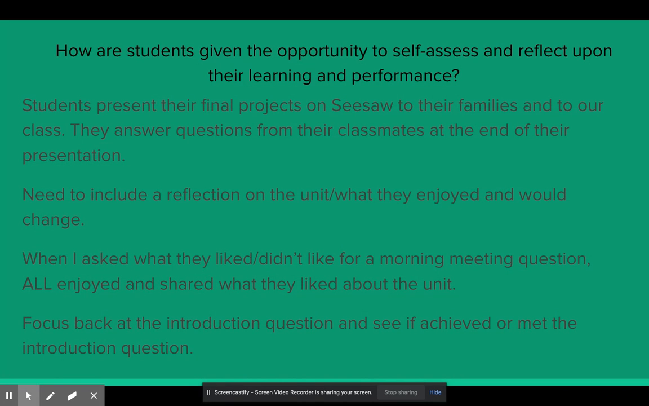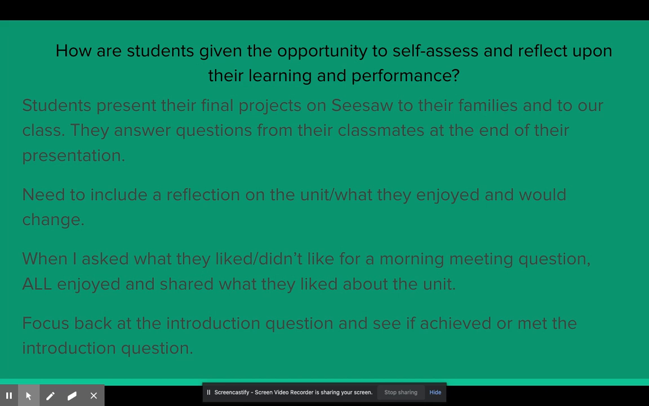And then finally, the opportunities to self-assess. The students present their projects on Seesaw to their families and then to our class, and then students are able to answer questions that their classmates ask. What I need to do is a better job of having students self-reflect and reflect to me about what they enjoyed and didn't like about the project. I will say that I asked them, but I really didn't. I need to really do a better job about that.